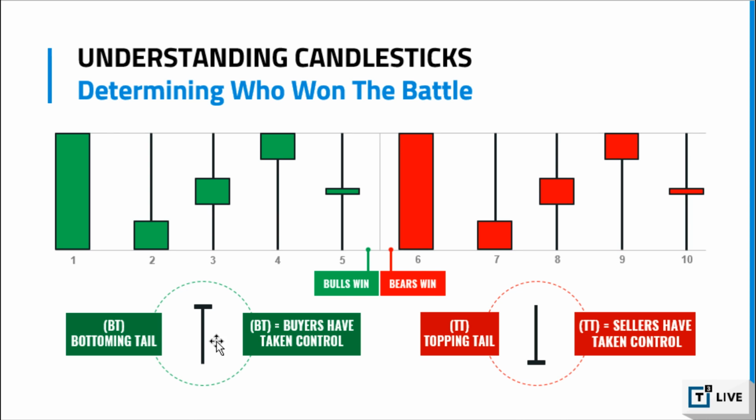Opened here, sold off, and then rallied to close at the top, leaving a dark wick, or there's no body here. So the buyers and the sellers, you can say, are evenly matched, but in this case, it is still considered a very bullish candle simply because the buyers took back the control.